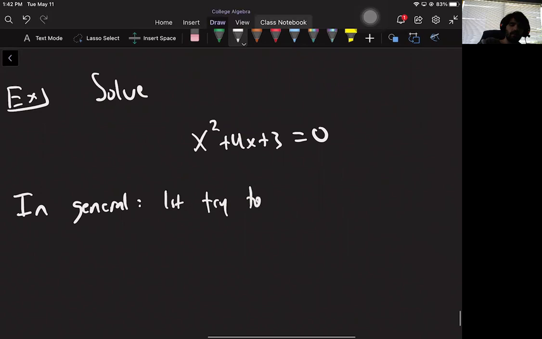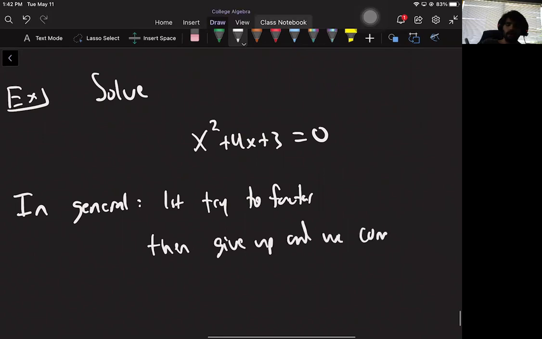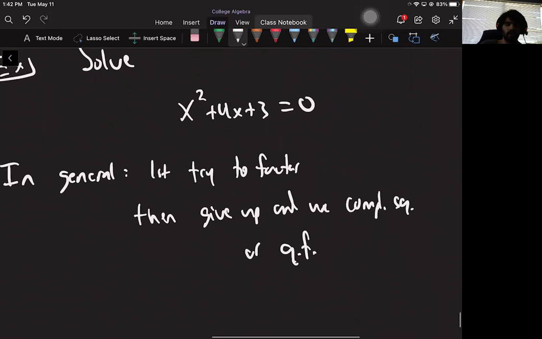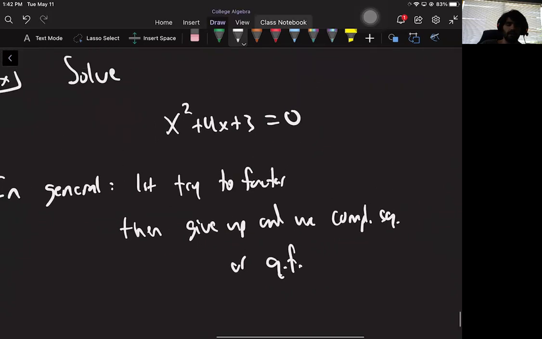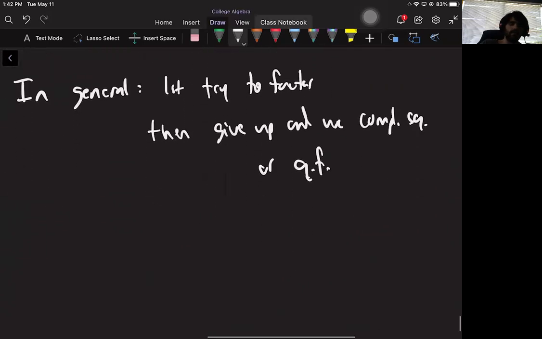First try to factor, then give up and use completing the square or the quadratic formula. But always try to factor first, because hopefully it's easy. Always do the easy things in life first. So this one is factorable.